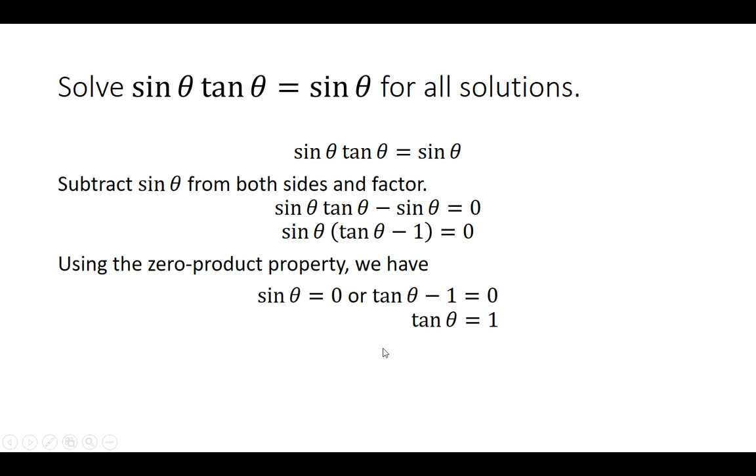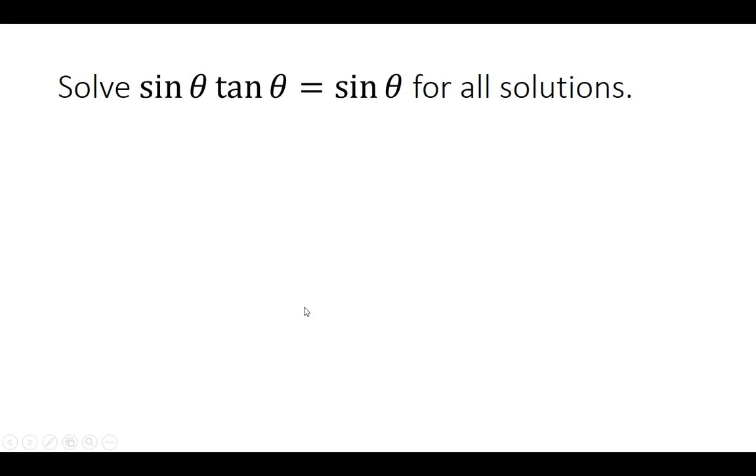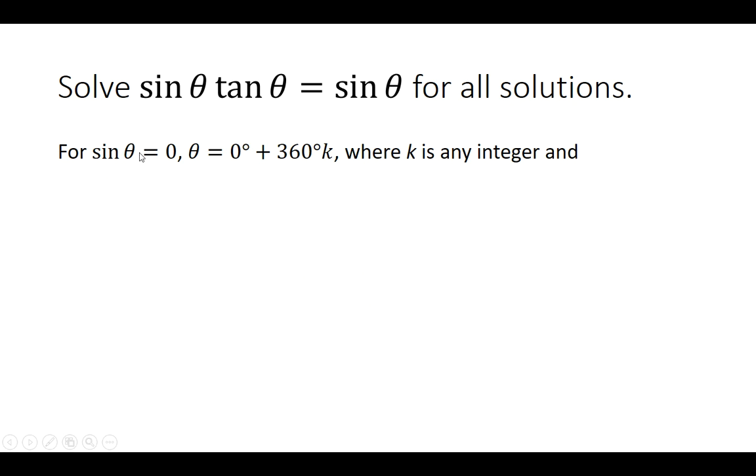We now have two paths to our solutions. Sine theta equals 0, tangent theta equals 1. For sine theta equals 0, that happens twice. It happens at 0 degrees. I'm so sorry, I missed my degree symbol here.